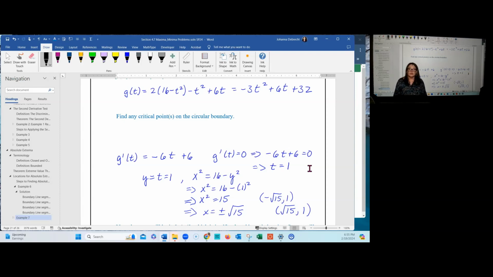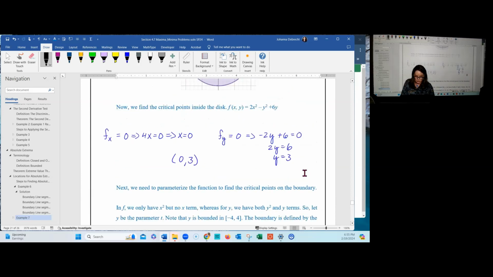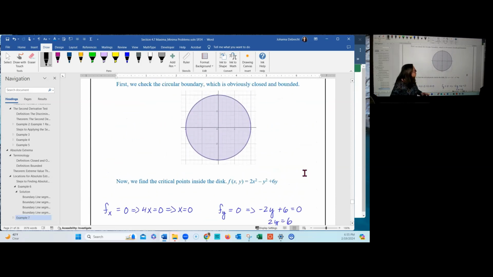On the circle, since we rewrote our equation in terms of the parameter t, were there restrictions on the value of t or on the value of y? If we look back at our boundary, remember that it is a circle of radius 4. So y, which is our parameter t, has to be between negative 4 and 4. It's in a closed interval from negative 4 to 4. That means we need to check those values as well.